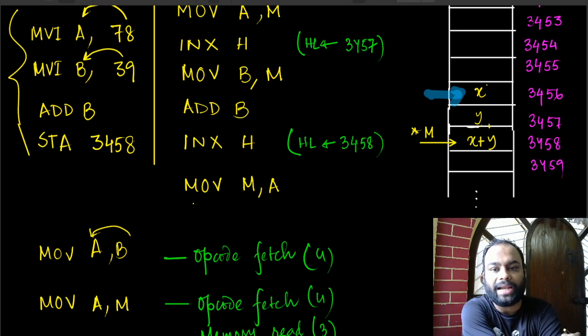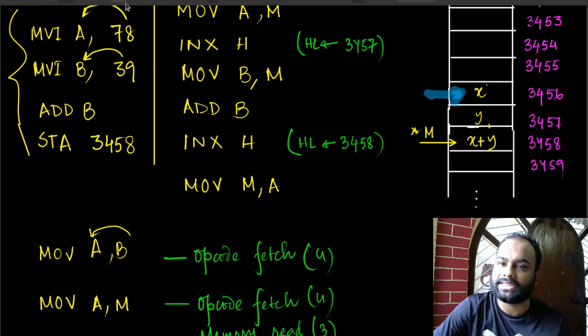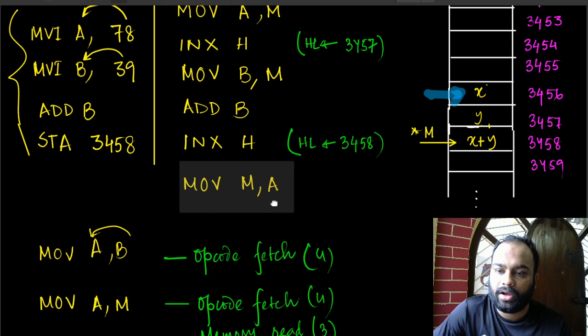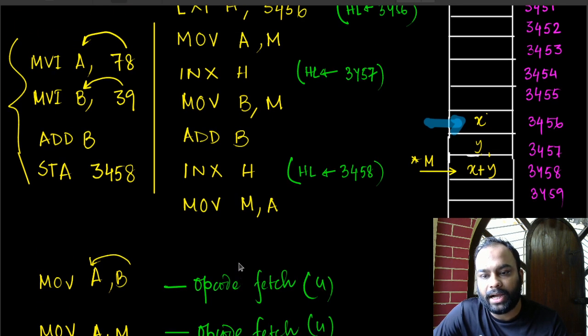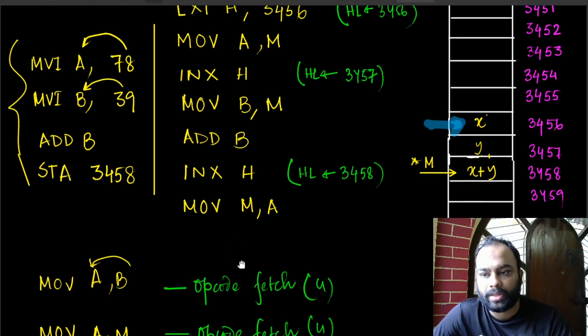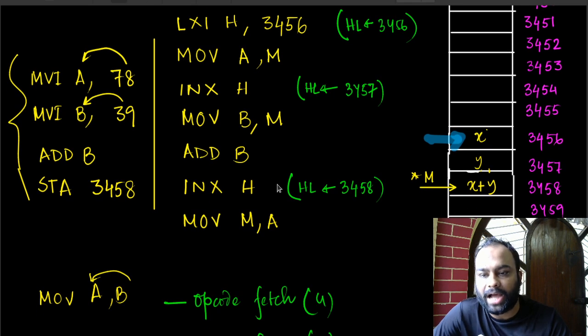Okay, so that is what we could do here directly, or we could just use the STA instruction. It's not as bad. We could use that, but this is one of the uses of the move instruction along with the memory pointer M. So in case you have any query, feel free to ask how these things work, and please confirm if you have understood.